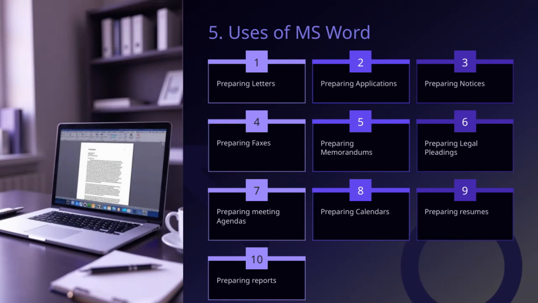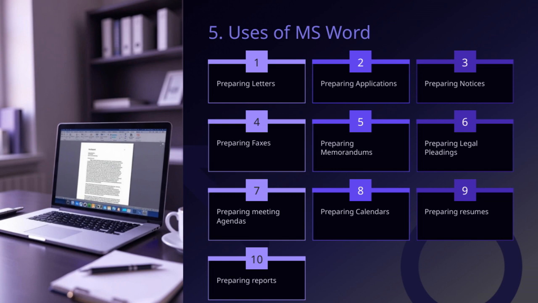Now, let's take a closer look at some of the key uses of MS Word. First, preparing resumes is a common task. It allows us to create professional and well-structured CVs that make a strong impression. Next, we have preparing legal pleadings, which require precision and clarity to ensure the documents are effective in legal proceedings. Preparing notices is also essential, whether for official communication or reminders.